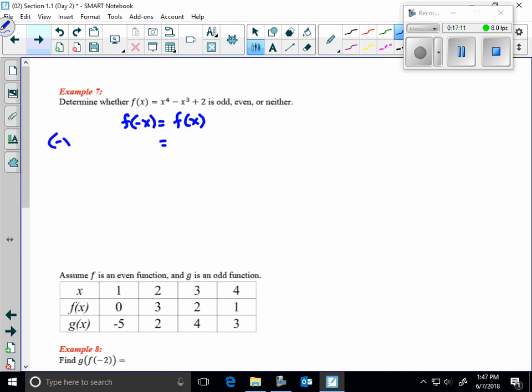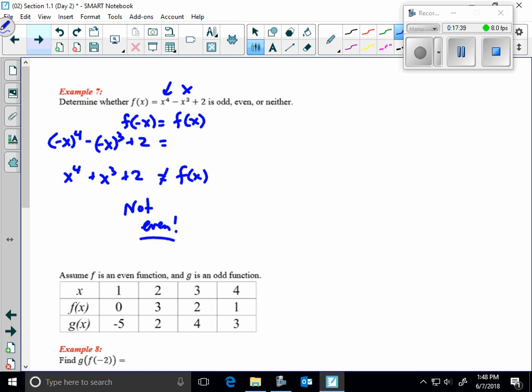If I plug in a negative x, am I going to get the original function? Well, this would be x to the fourth. That checks, right? But this will be a positive x cubed. That doesn't check. Okay, so I know right now it's not going to be equal to f of x. I could just toss the plus 2 on the end to prove it. Not even. Okay, let's check to see if it's odd.